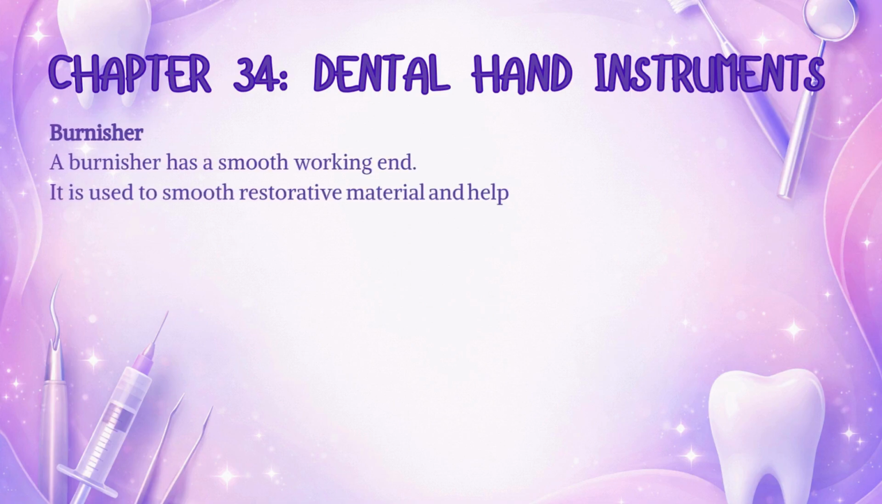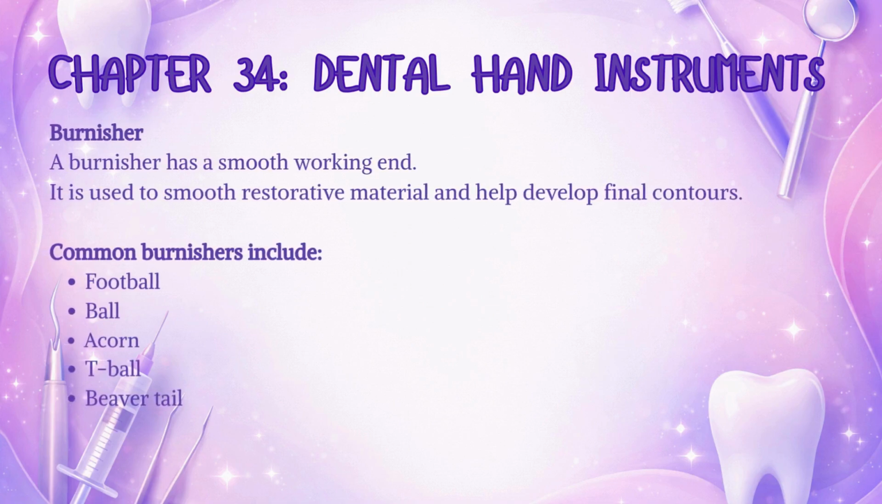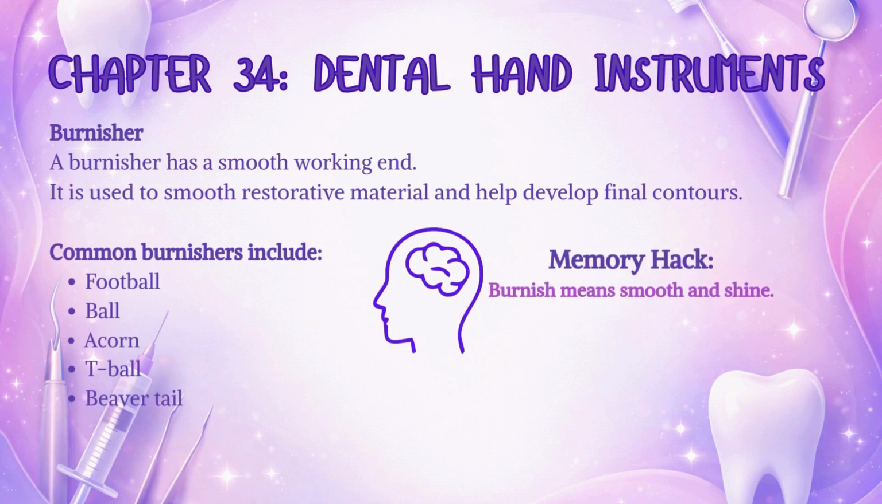Next instrument is the burnisher, and it has a smooth working end. It is used to smooth restorative materials and help develop final contours. The common burnishers include football, ball, acorn, t-ball, and beaver tail.